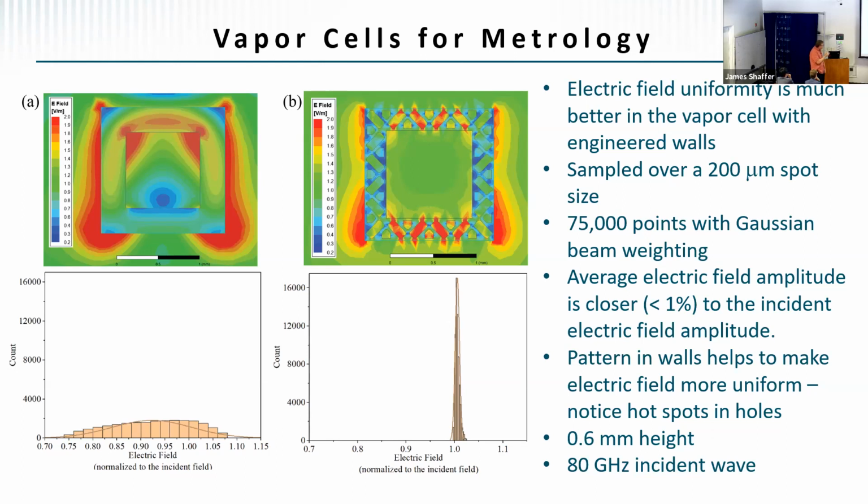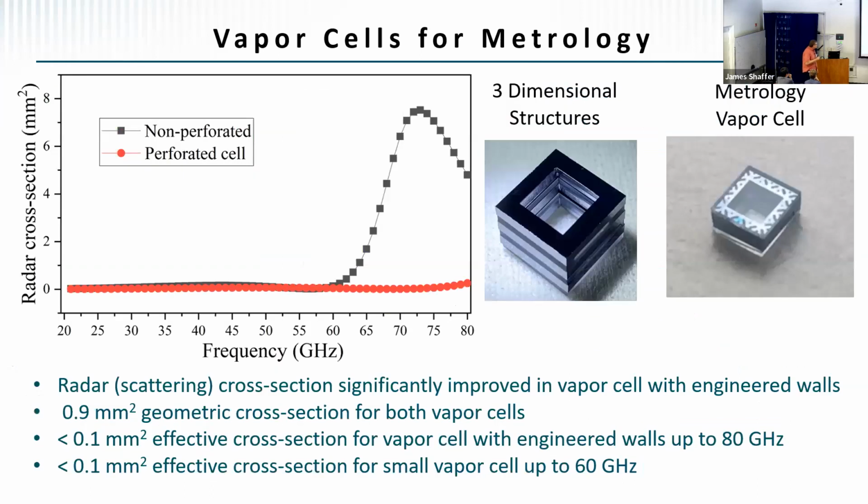In here, since this one has been engineered to try to make it more uniform, you can see that the distribution of fields that we measured through the sensing region of the vapor cell is more peaked at 1 by, you know, over 10 times better than this one. I think it's more like 30 or 40. I don't remember the exact number off the top of my head right now. This actually shows the radar cross section for both of those.